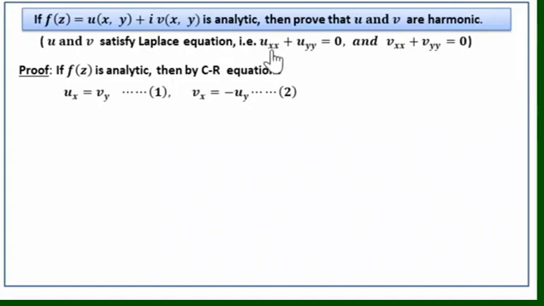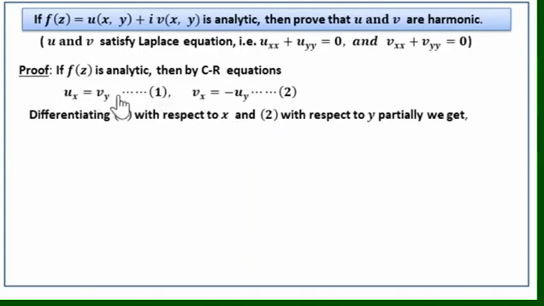Then in order to get uxx and uyy, we differentiate the first equation with respect to x partially, and differentiate the second equation with respect to y partially. If you look at the first equation, differentiate both sides with respect to x keeping y constant. The left side will be dou by dou x of dou u by dou x, or you can write uxx. The right hand side will be dou by dou x of vy, that is dou by dou x of dou v by dou y, which is vxy.